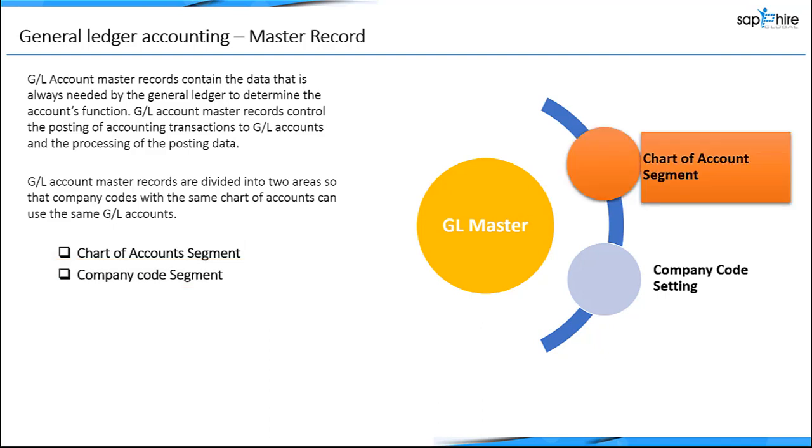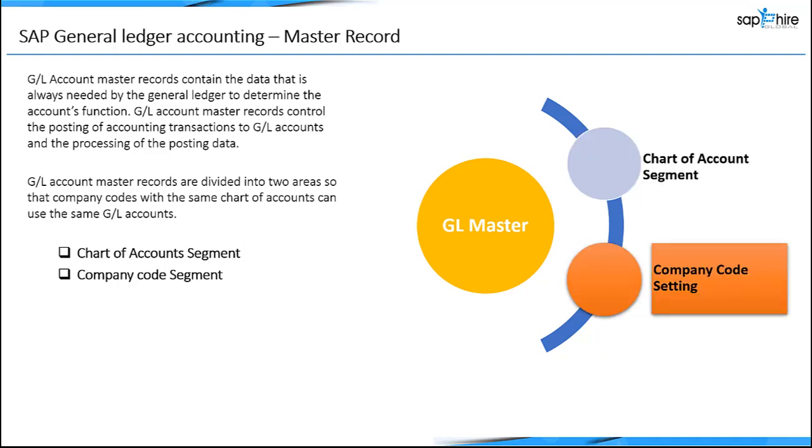Chart of Accounts Segment. The chart of accounts contains data that is valid for all company codes, such as the account number. Company Code Segment. The company code specific area contains what may vary from one company code to another, such as the currency in which the account may be posted.